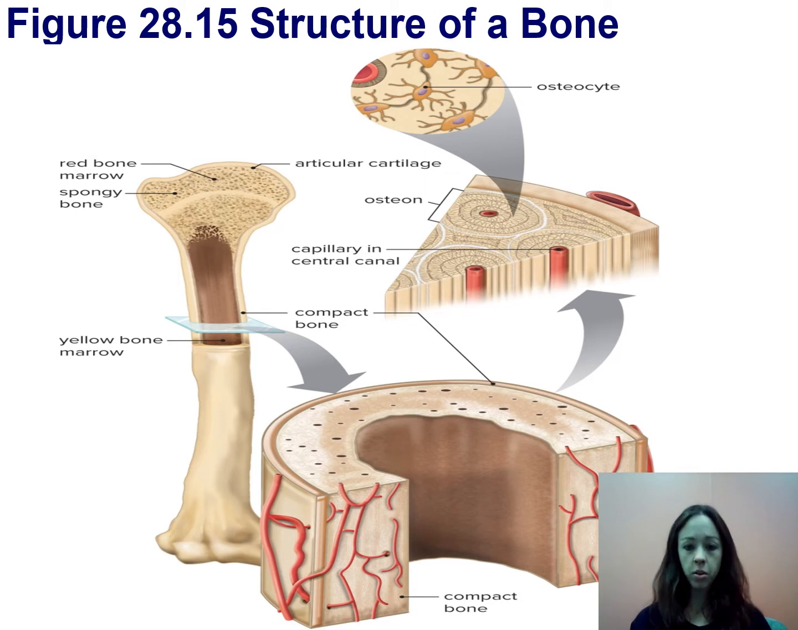Within the compact bone, notice the osteocytes that are in tiny chambers arranged in concentric circles around the blood vessels. Within the spongy bone, notice the irregularly spaced bars and plates, which create irregular spaces. These spaces are filled with the red bone marrow, which creates the red blood cells that carry oxygen throughout your blood.